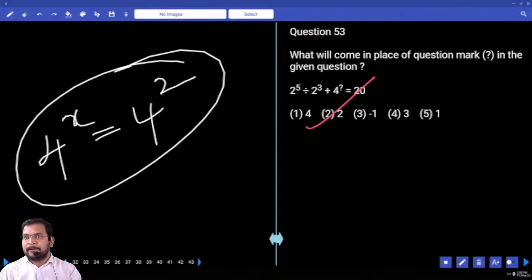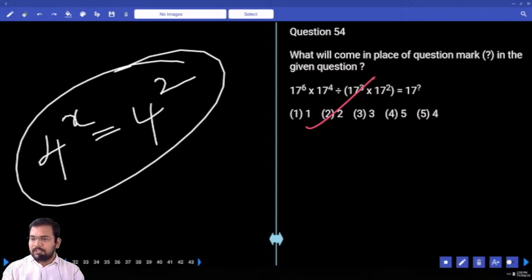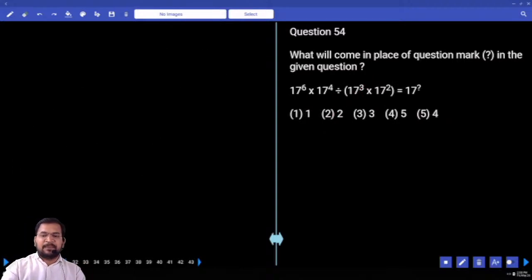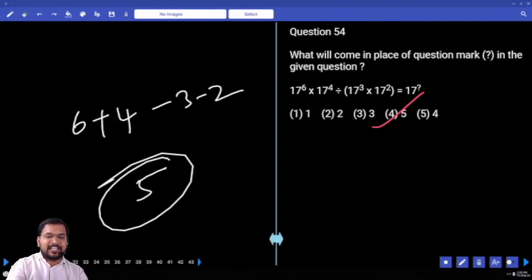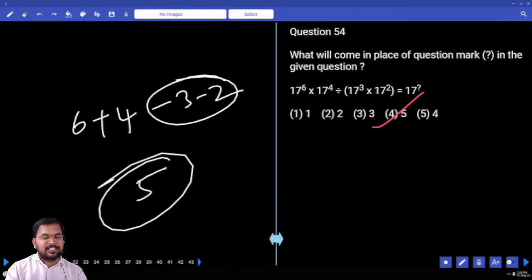Are you clear, Nana? Next, we need 17. 17 is the base for all. Now add powers, Nana. 6, 4, 10. Here the denominator 5 is there. If you subtract 5, what remains is 6 plus 4 minus 3 minus 2, that is 5. Sorry, you don't need to minus. That comes in the denominator. It comes to the numerator as negative values. Are you clear, Nana?